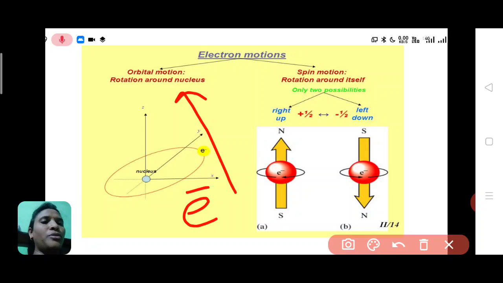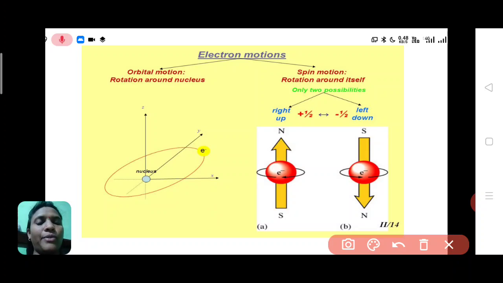Due to this motion, there is a formation of a magnetic field around these electrons. Each electron is a small magnet, and it has a magnetic field due to this type of motion, orbital motion and spin motion. So now let's see next.